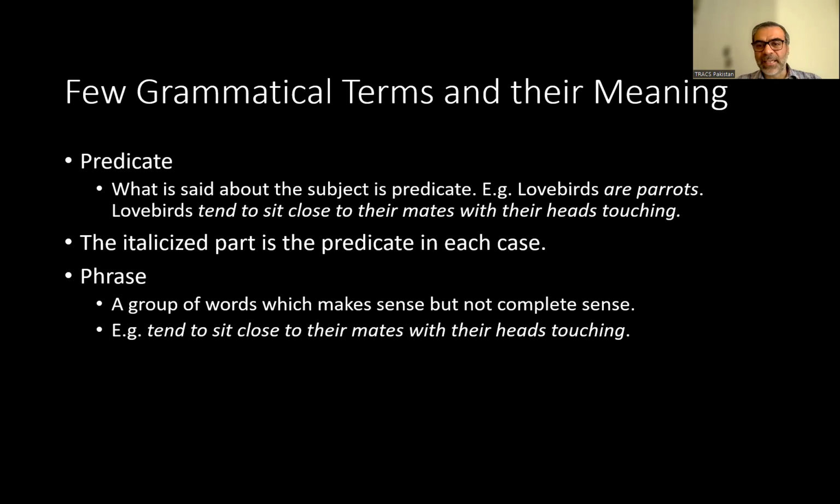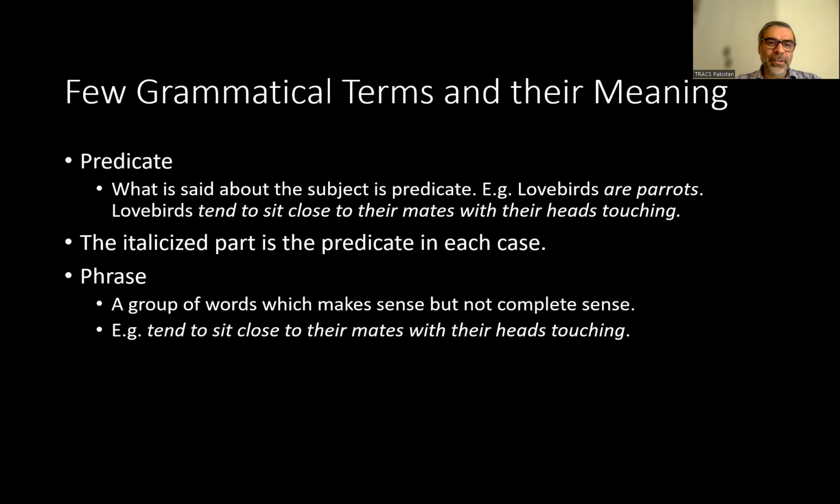So you can see italicized words here. In the first sentence, you see "are parrots" as italicized. And in the second sentence, you see "tend to sit close to their mates with their heads touching" as italicized words. So the italicized part in both the sentences are the predicates, and so these are the predicates in each of the cases shown above.